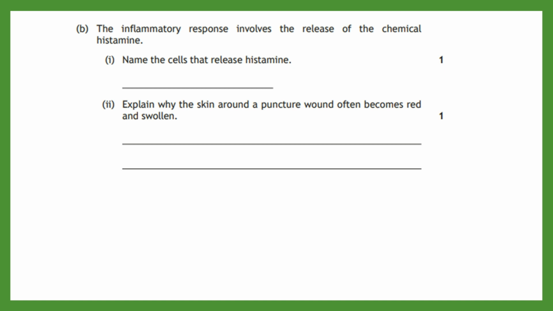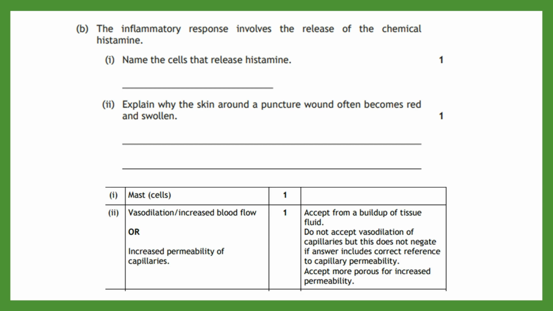So, in this question, we're told the inflammatory response involves the release of the chemical histamine. First, name the cells that release histamine, and then explain why the skin around a puncture wound often becomes red and swollen. So the type of cell that releases histamine, those are the mast cells.